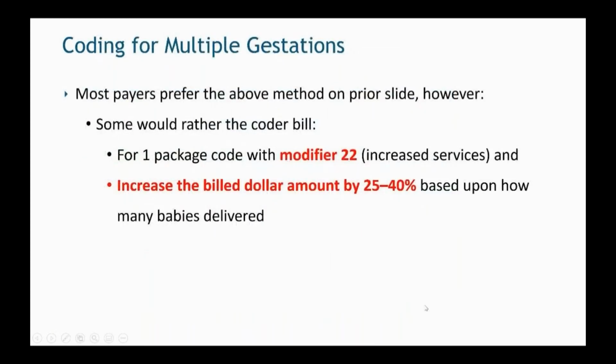Okay. Some payers preferred the above method on the prior slide, however, would rather the coder bill for one package code with modifier 22, increased. Again, some payers want the package code, the global code with modifier 22. This is for twins. Modifier 22 means increased services because you've got twins, and increase the billed dollar amount by 25 to 40% based on how many babies were delivered. Check with your insurer first.